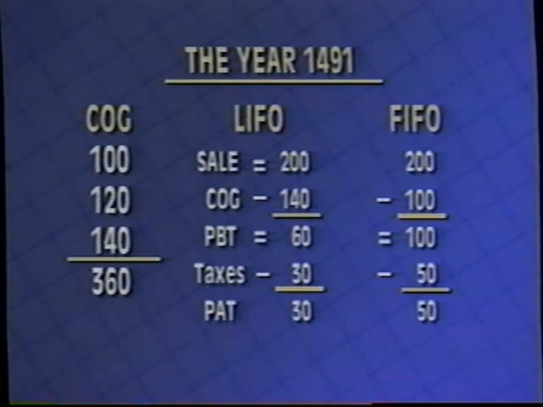However, beyond the impact on profit, there's also the impact on cash. But let's see what the cash position of the company was after making this transaction. Notice that under the LIFO system, 200 shekels came in, and we gave 30 of it to the tax collector, and so we must be left with 170 shekels of cash. Where under the FIFO system, 200 shekels came in, and we gave 50 of it to the tax collector, so we're left with 150 shekels of cash.